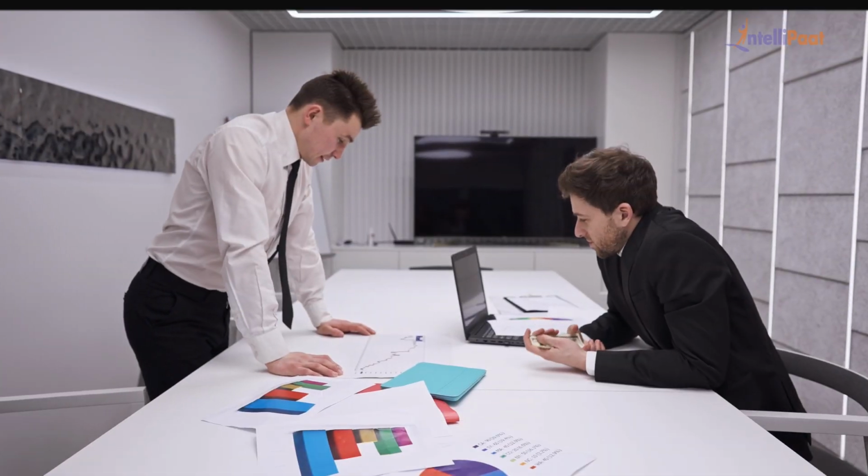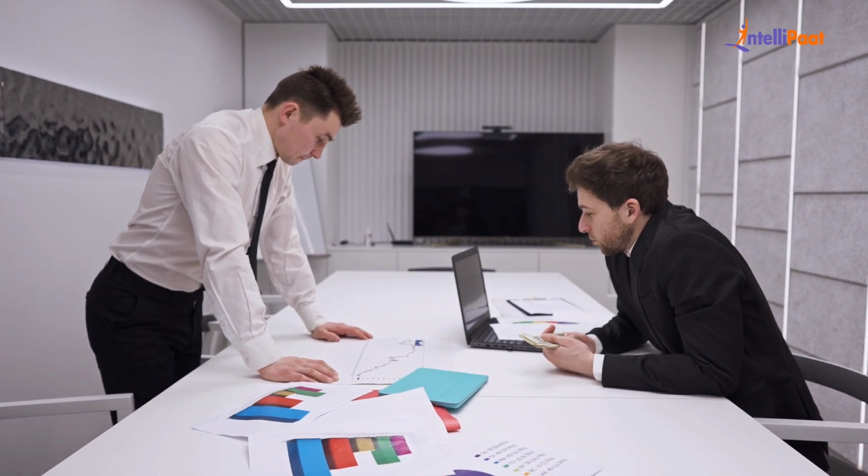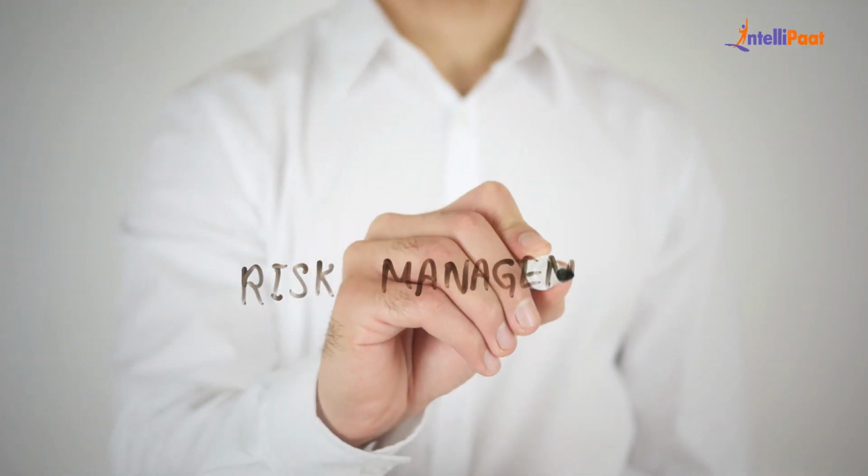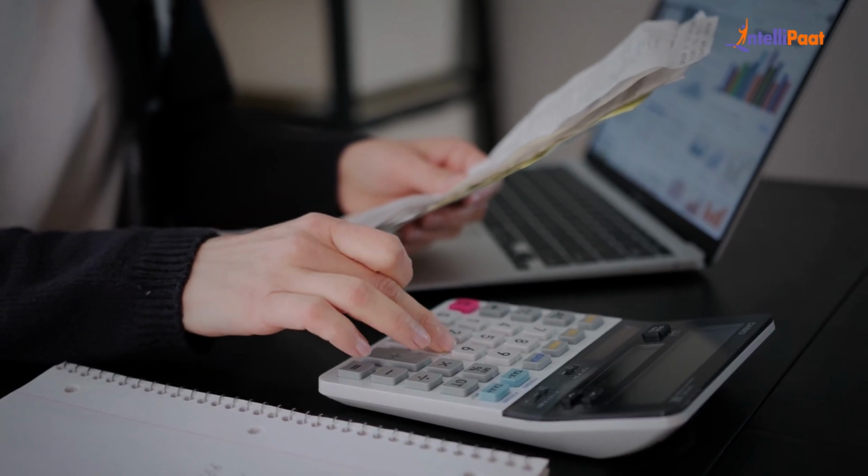Have you ever wondered how banks manage all the risks they face every day? Like, how do they know what investments to make and which ones to avoid? It is really a complex process called risk management, and it is a big part of what investment banks do.